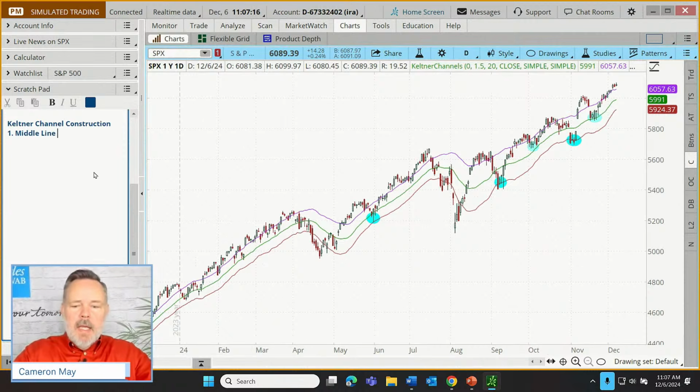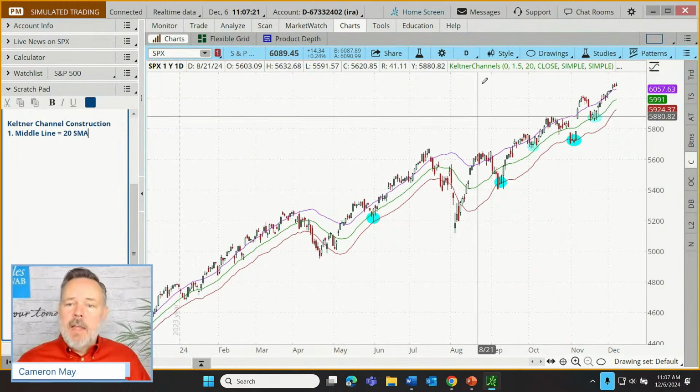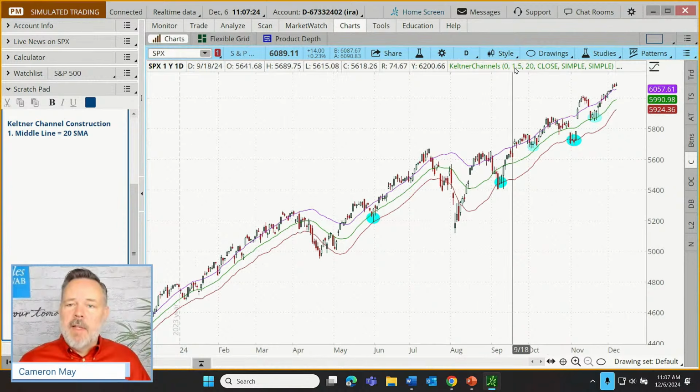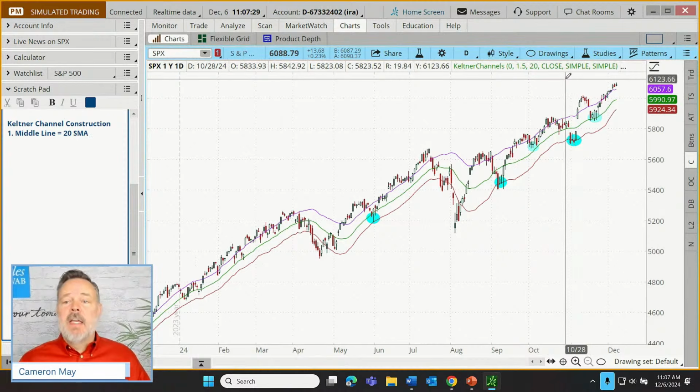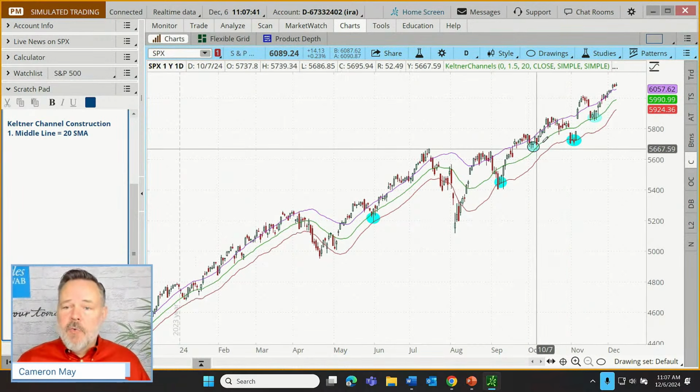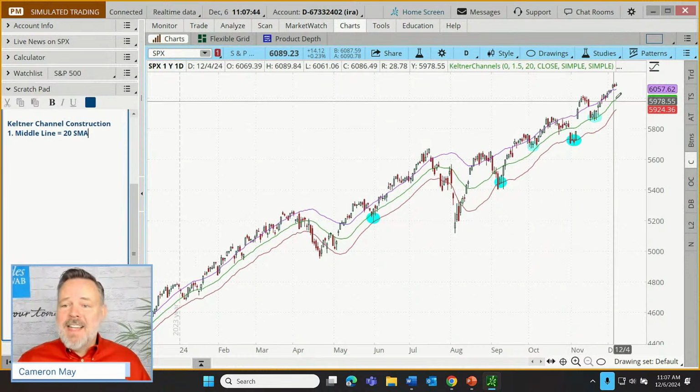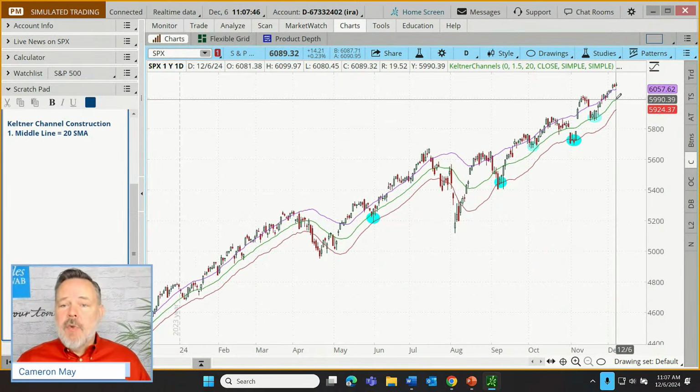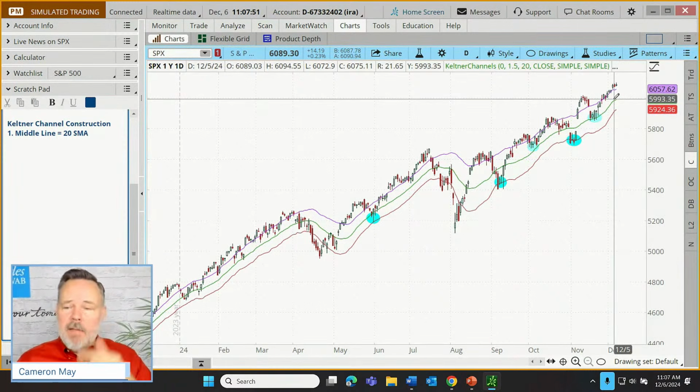which is simply a 20-period simple moving average. When we're looking at the characteristics of the Keltner channels, and here we can see those again: 1.5, 20, close, and simple. The simple is referring to the fact that this indicator is constructed upon, really anchored by, a 20-period simple moving average. If you're not familiar with a simple moving average, I'm not going to go deeply into how those are built, but basically it's this green line which shows us over time what the average trailing closing value of the S&P 500 has been. We're using the S&P here.